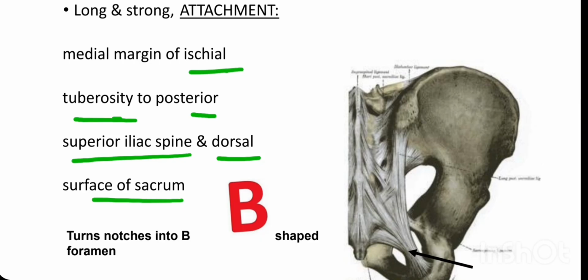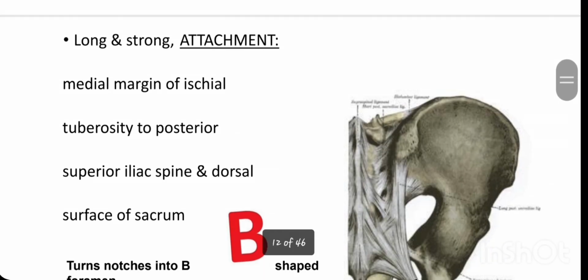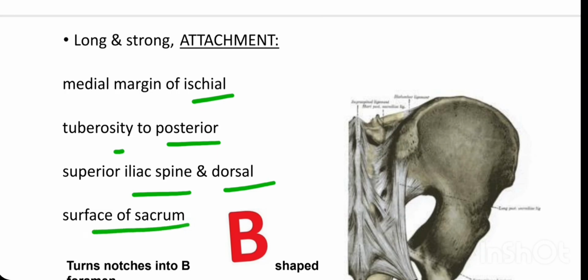As the name suggests, sacrotuberous ligament: sacro indicates the sacrum, and tuberous indicates the tuberosity. The attachment is easy, from the ischial tuberosity to the posterior superior iliac spine, that is, the dorsal surface of the sacrum. Tuberous in the sense of tuberosity: ischial tuberosity to the dorsal surface of the sacrum.